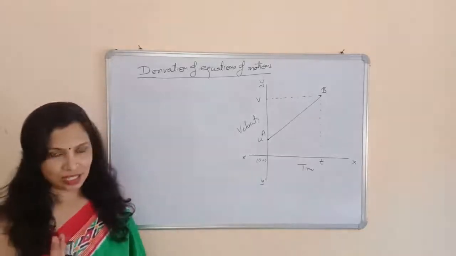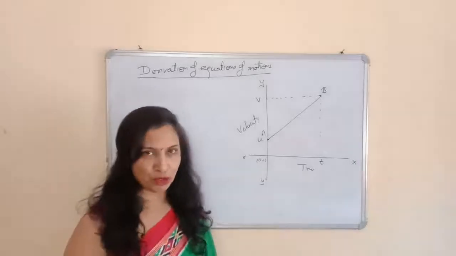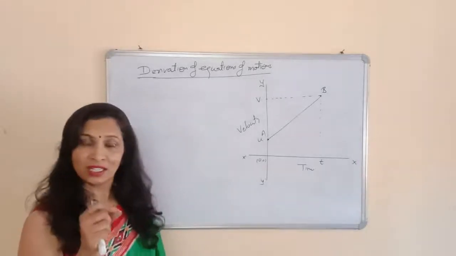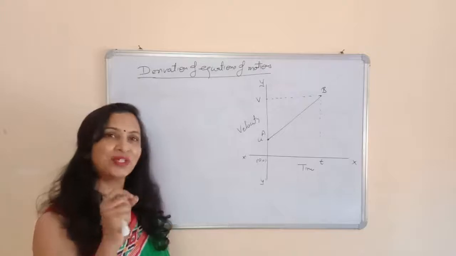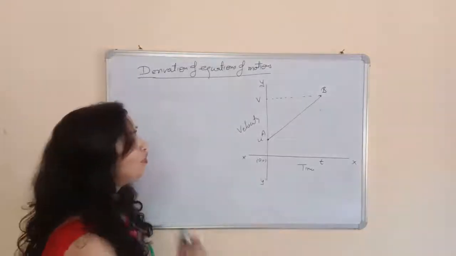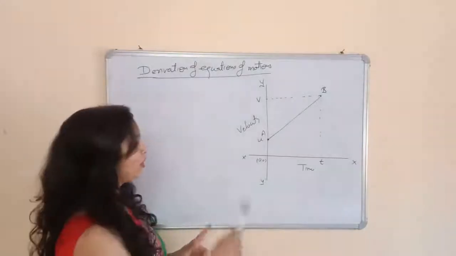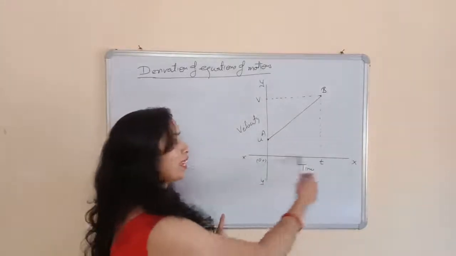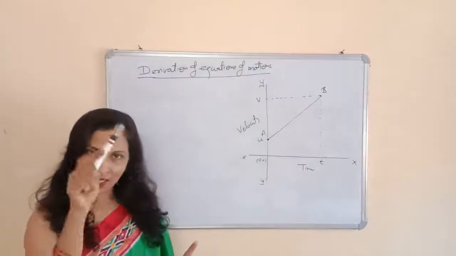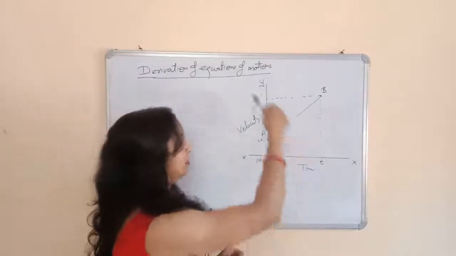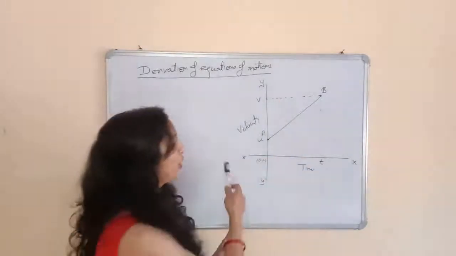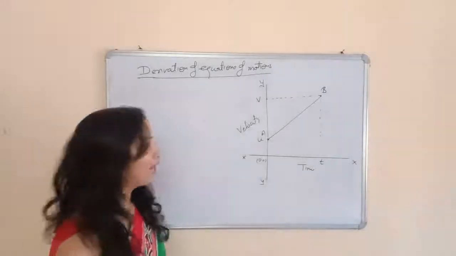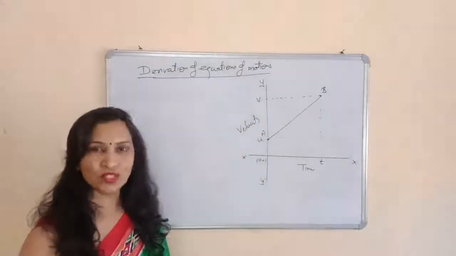So first I am going to explain the first derivation of the equation of motion. Which one? What was the first equation? That is V is equal to U plus AT. So we are using the VT graph, velocity time graph, in which we represent the time on the x-axis. You draw it in a Cartesian plane. This is the x-axis and this is the y-axis. So on the x-axis we are taking the time, and on the y-axis we are taking the velocity of the body.